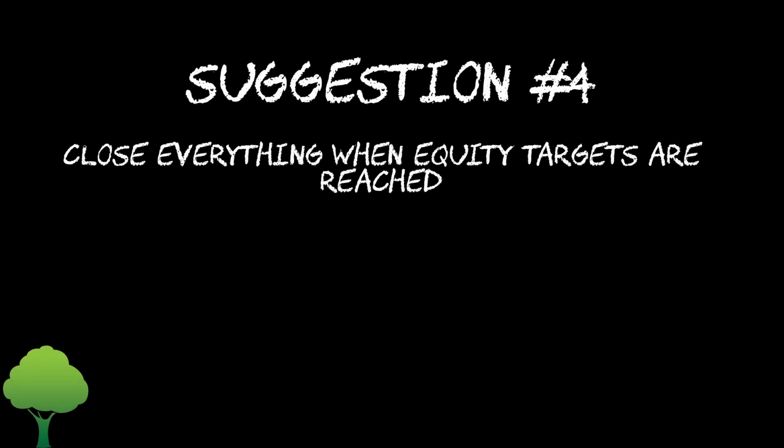Hello, this is the next suggestion that I have for the Grid Trader series. This suggestion is to close everything at certain equity targets. Where the previous suggestions that I've tried have tried to limit the entries to the grid, this suggestion is trying to limit the total drawdown by periodically just closing all of the losing trades.